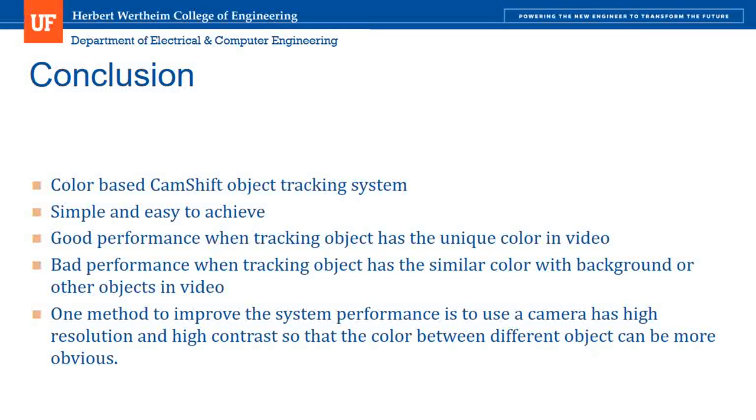Here are my conclusions. In this program, I present a color-based CamShift object tracking system. It's a simple system and easy to achieve. Good performance comes when the tracked object has a unique color in the video, and bad performance comes when the tracked object has a similar color to the background or other objects in the video. One method to improve the system performance is to use a camera that has high resolution and high contrast, so that the colors of different objects, and of the objects and background, can be more obvious.